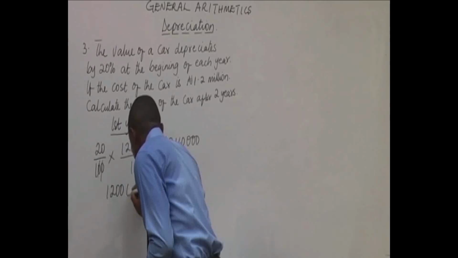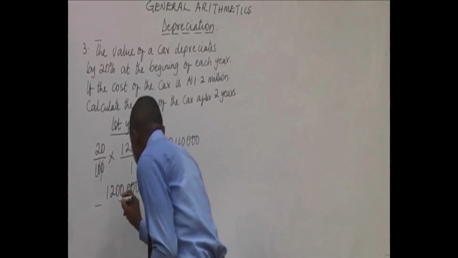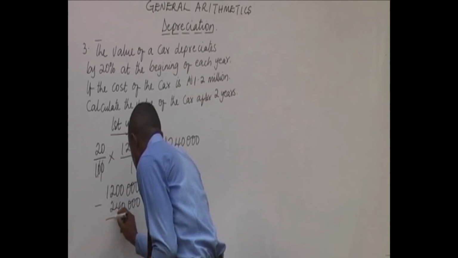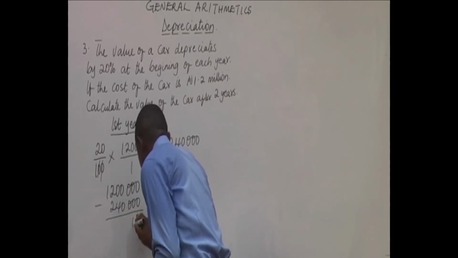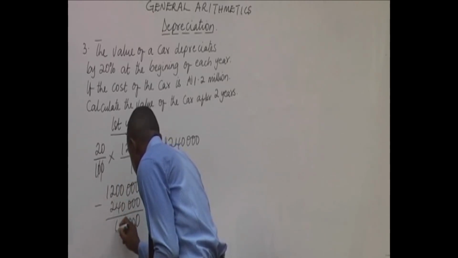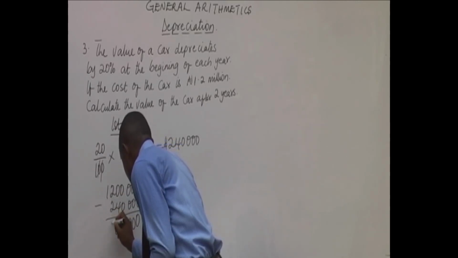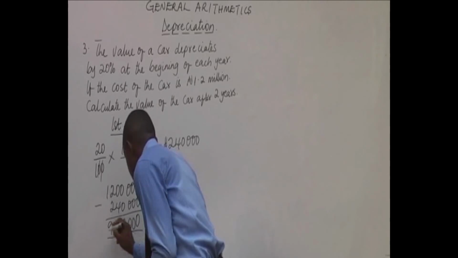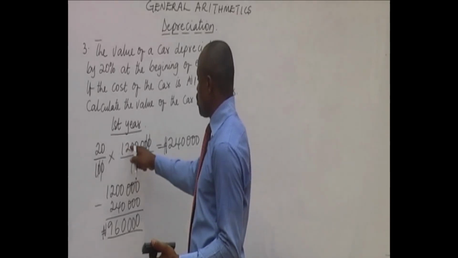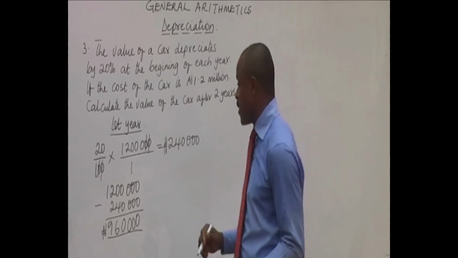1,200,000 minus 240,000. By simple arithmetic, you have 0, 0, 0, 0. This is 10 minus 4, which will give you 6. This will be 11, 11 minus 2 will give you 9. So the car value has dropped from 1,200,000 to 960,000. That is the value of the car in the second year.